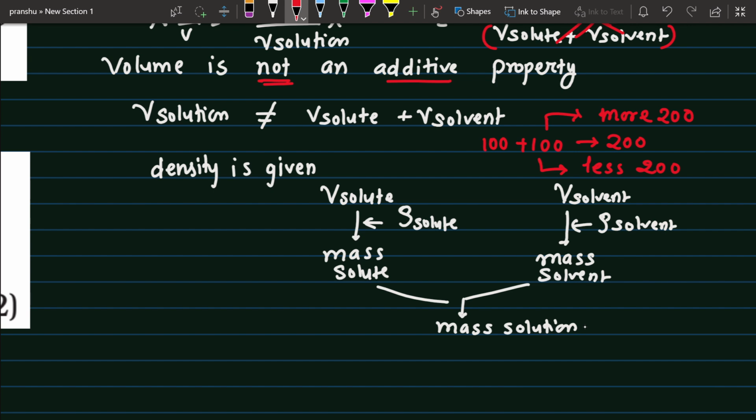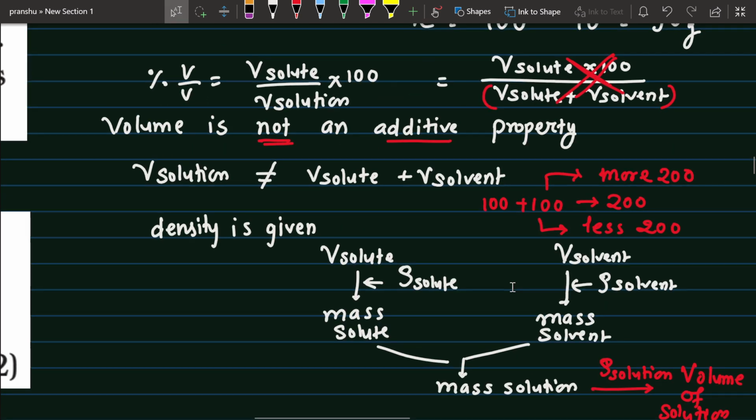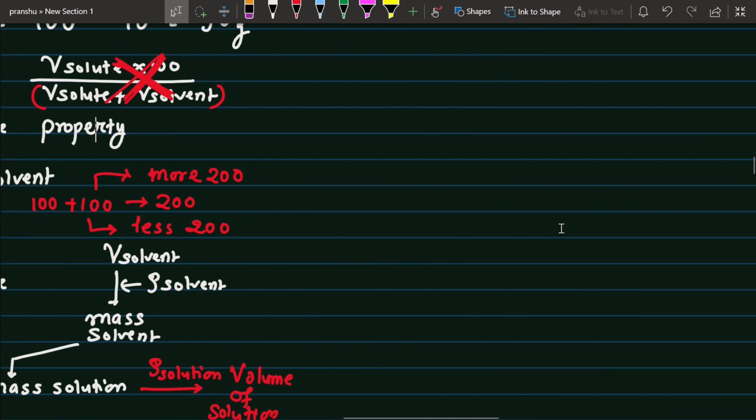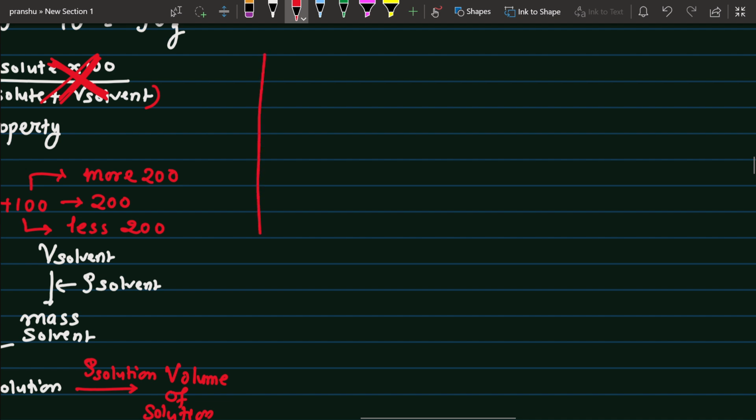And again, if density of solution is given, then you can calculate volume of solution. But direct approach to calculate the volume of solution is not preferred in the exam. So let's focus. Similarly, by mass we have the term by volume.